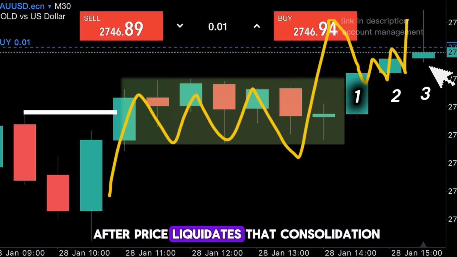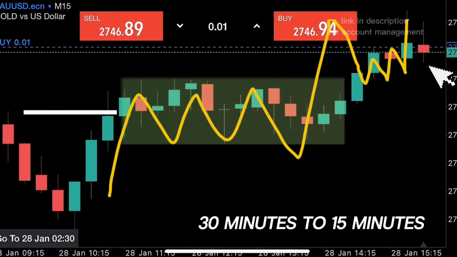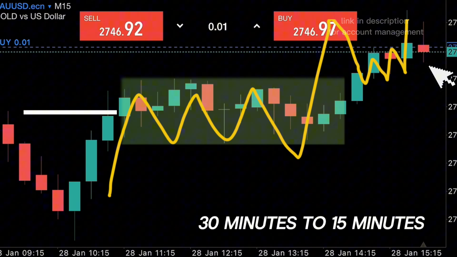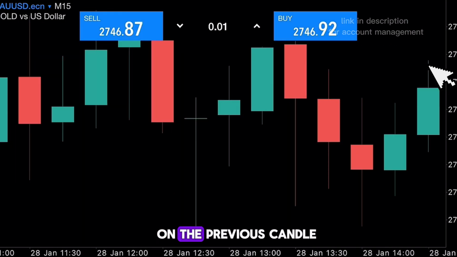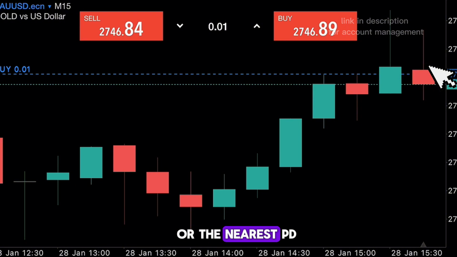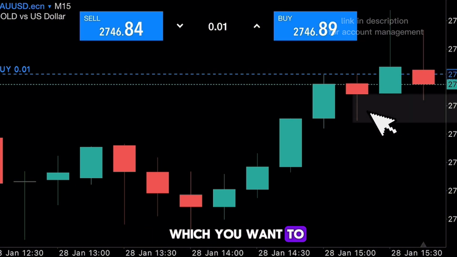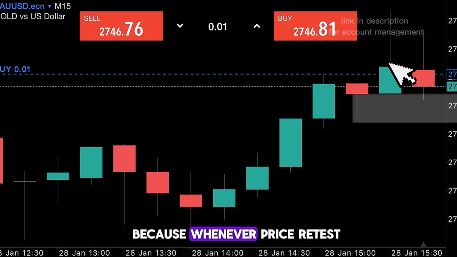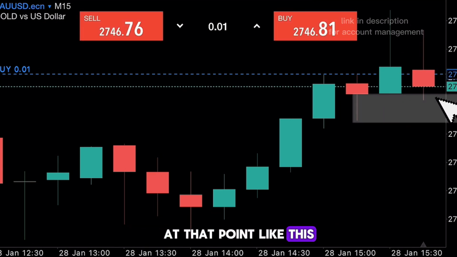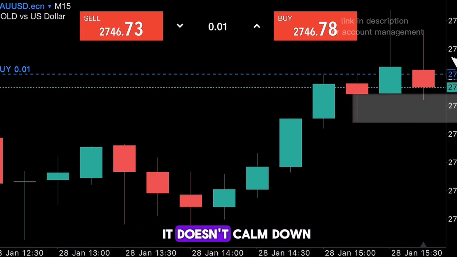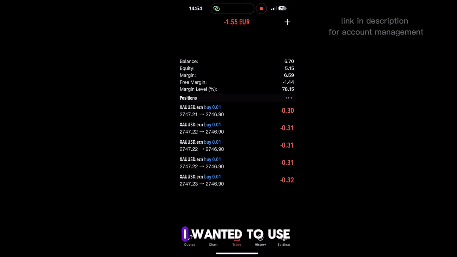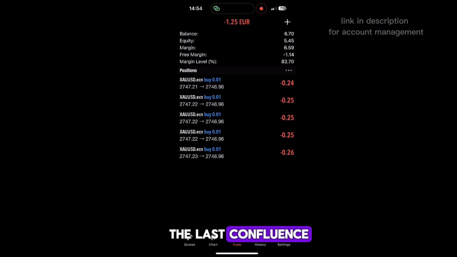candles after price liquidates that consolidation, price tends to, on the lower time frame, which is the 15-minute time frame, reject on the previous candle or the nearest PDRAs after the breakout, which you want to mark the 50% of, because whenever price retests at that point like this, it tends to go up and it doesn't come down for a long time. And then after that fifth confluence, I wanted to use the last confluence on the 1-minute time frame.